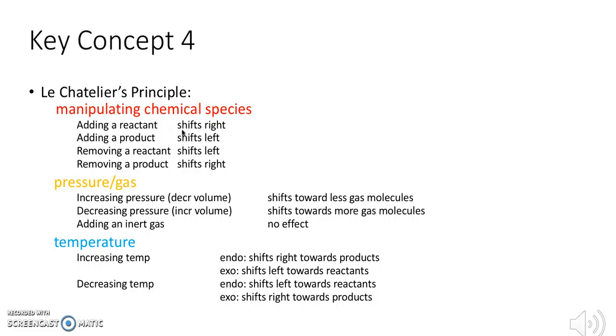So manipulating a chemical species, adding a reactant causes a shift right, adding a product causes a shift left, removing a reactant causes a shift left, removing a product causes a shift right.